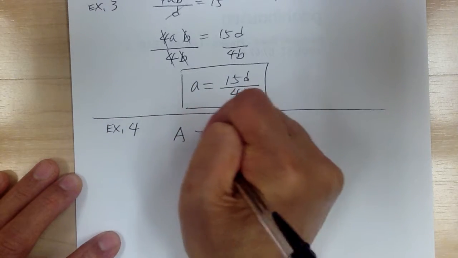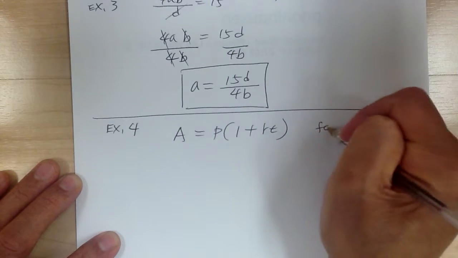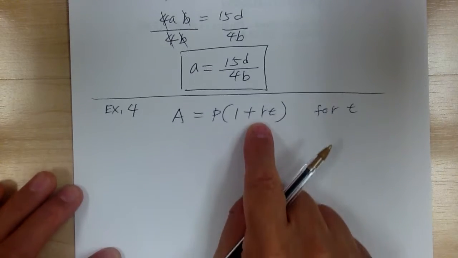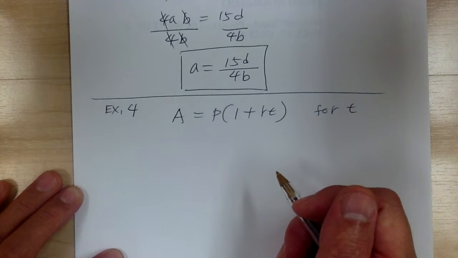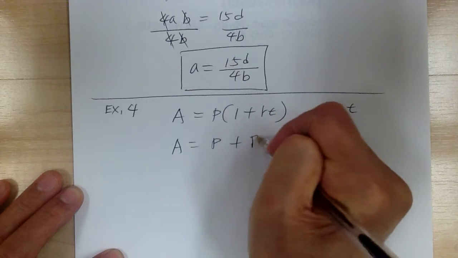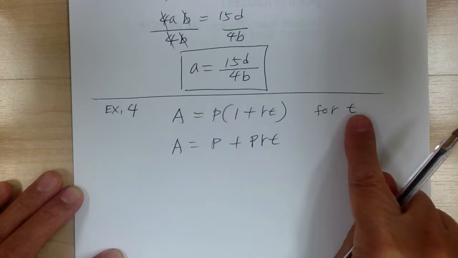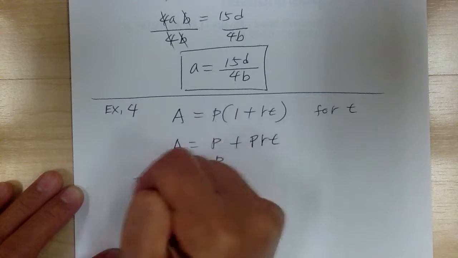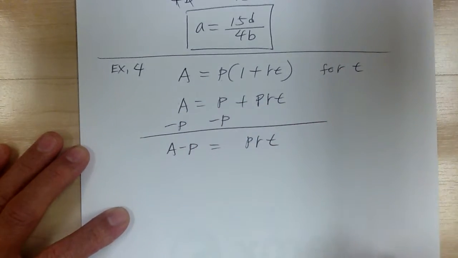Example 4, you have a equal to p times 1 plus rt, and this is for t. So right now you have parentheses. So first thing you have to do is get rid of the parentheses. So multiply out. Okay. So you got a equal to p plus prt, right? And you're solving for t, so you have to get rid of all the other stuff. So first you need to minus the p. So you got a minus p equal to prt.